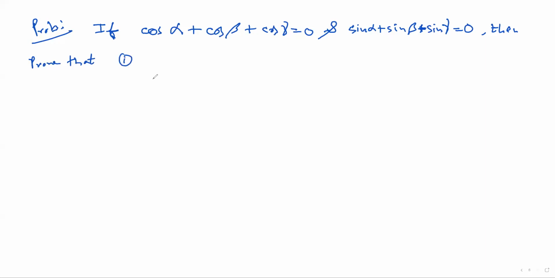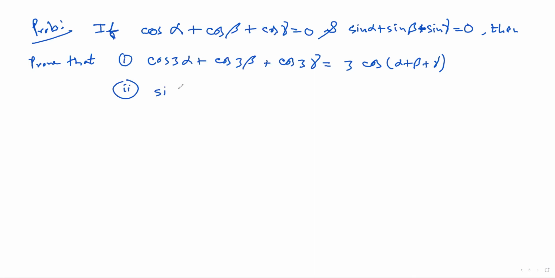two ideas actually. One is cos thrice alpha plus cos thrice beta plus cos thrice gamma is 3 times cos of alpha plus beta plus gamma. And number 2, the sine version of the same equation. So sine thrice alpha plus sine thrice beta plus sine thrice gamma is 3 times sine of alpha plus beta plus gamma. Okay, this is the problem we're going to solve now. How do we do that?